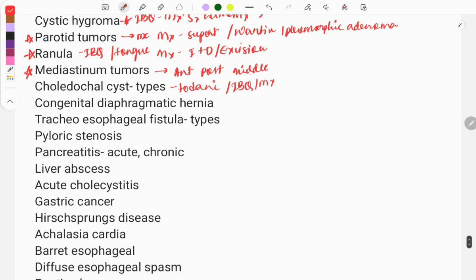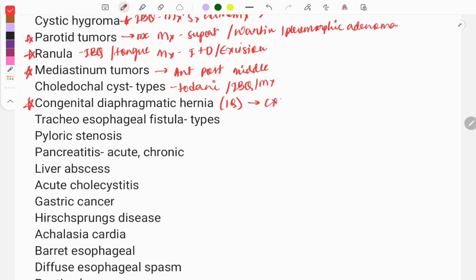Then moving on, another very important topic, the congenital diaphragmatic hernia. You can expect one question from this, because in all the papers a question is asked on congenital diaphragmatic hernia. So in future also there are chances that a question can be asked on this. Be prepared for it. The pattern of the question is image-based, clinical case, one-liner. Anything can be asked on this.